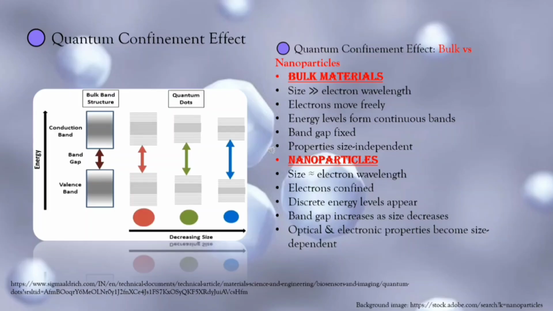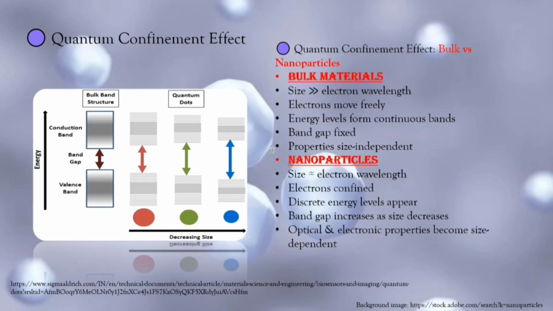Due to this effect, optical properties such as color and light absorption change with the particle size. So, quantum confinement is responsible for the size-dependent behavior seen in quantum dots and other nanostructures. You can see the image. It compares the energy band structure of bulk materials with that of quantum dots and shows how the electronic energy levels change as the particle size decreases.